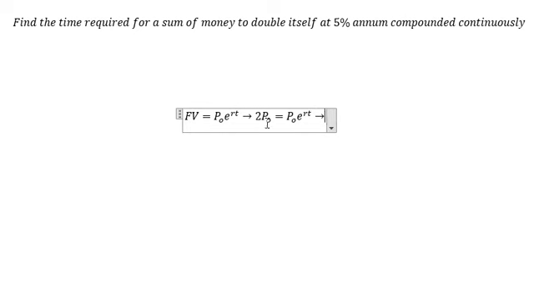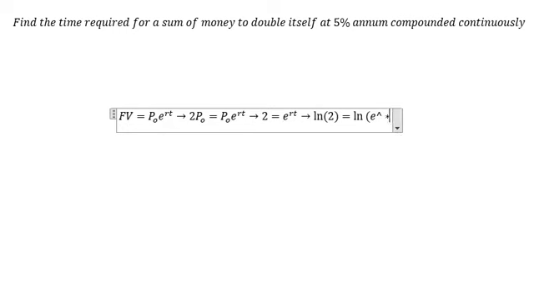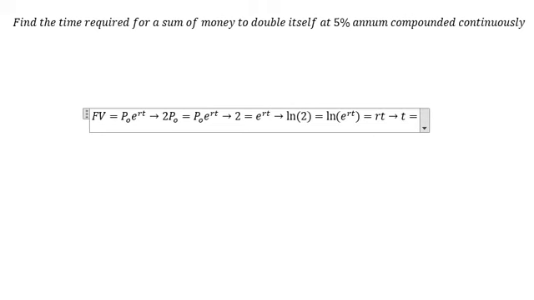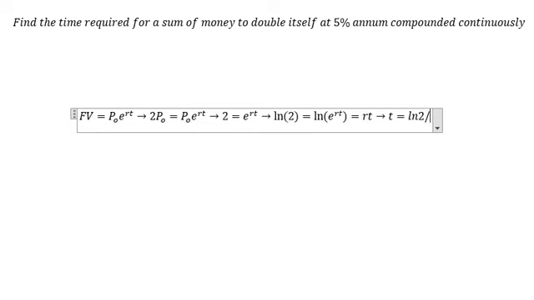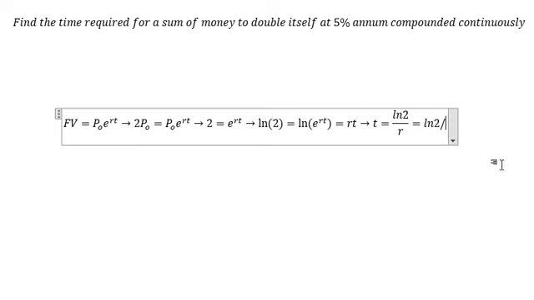Now we divide both sides by B0. Next, we put about natural log for the both sides. So this one we have RT. Now we want to find about T, so we need to divide both sides by R. So we have ln number 2 over R, and R, that's about 5%.